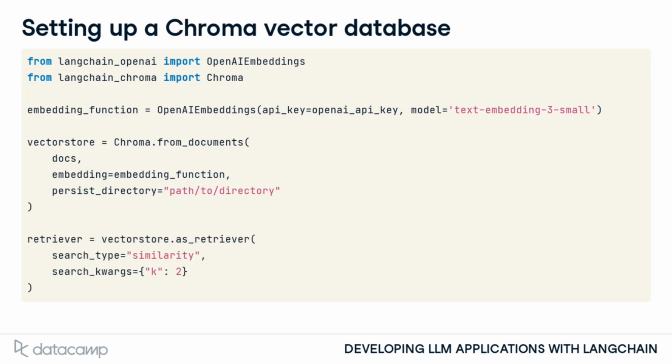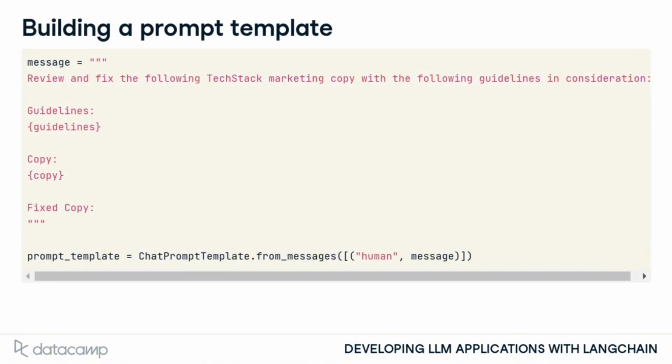Finally, to integrate the database with other LangChain components, we need to convert it into a retriever with the asRetriever method. Here, we specify that we want to perform a similarity search and return the top two most similar documents for each user query. So the model knows what to do, we'll construct a prompt template, which starts with the instruction to review and fix the copy provided, insert the retrieved guidelines and copy to review, and an indication that the model should follow with the fixed version.